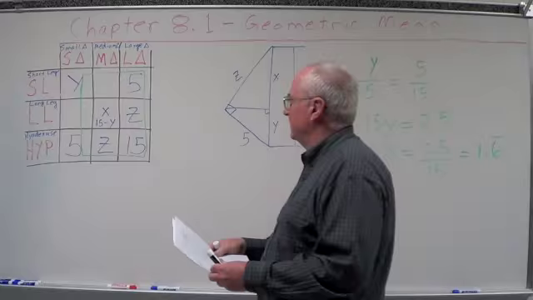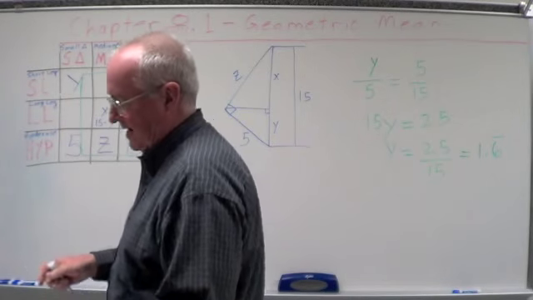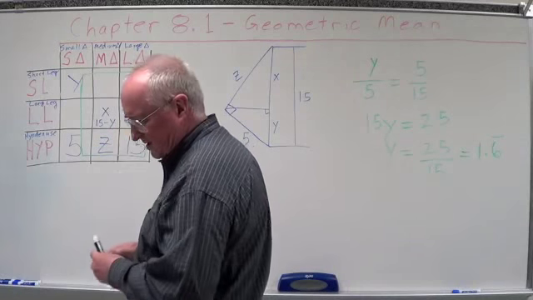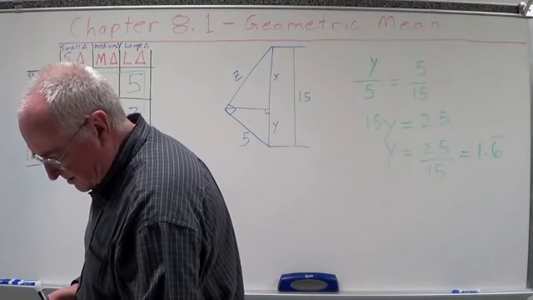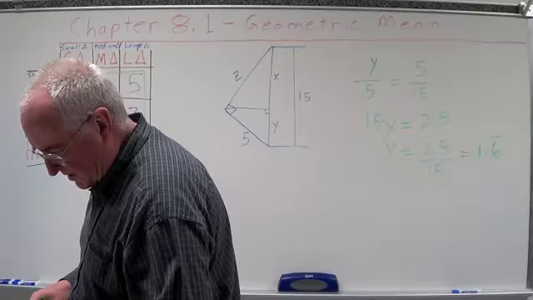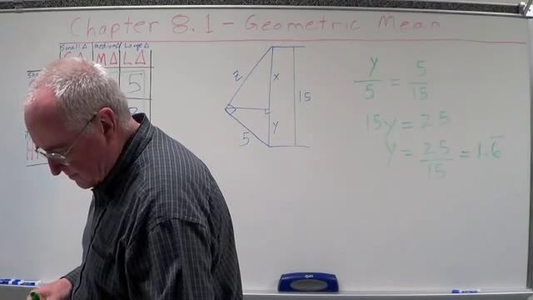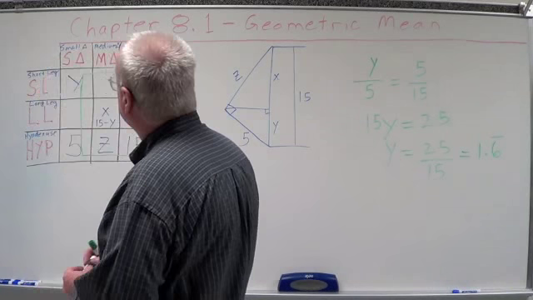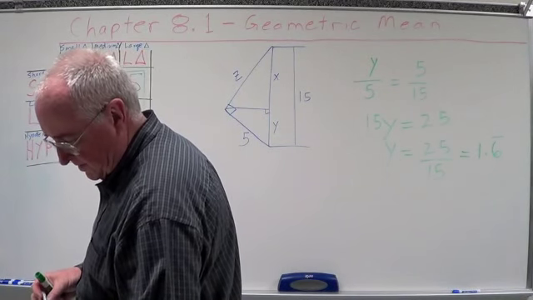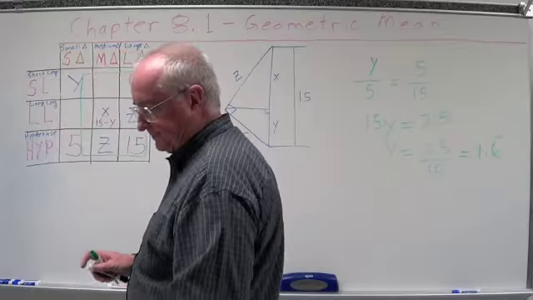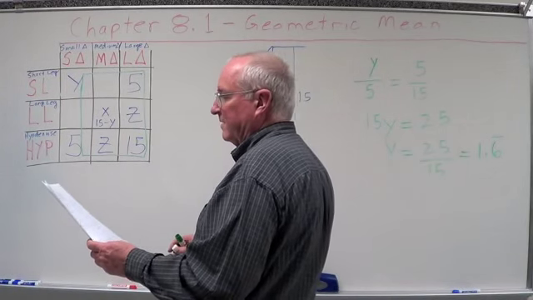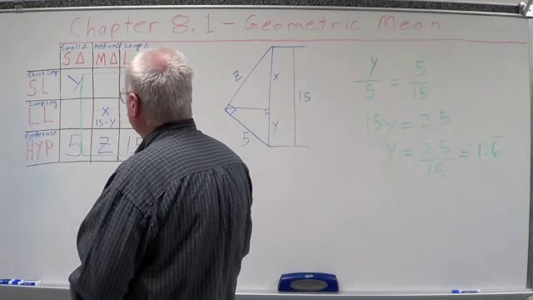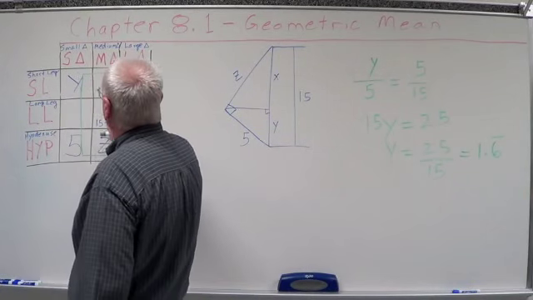Okay? Is that right? Yeah. 1.6 never ending. Is that 1.6 never ending? Yeah, I think so. So let's look at that. Okay? 1.6 never ending. So if that is 1.6 never ending, what is x?